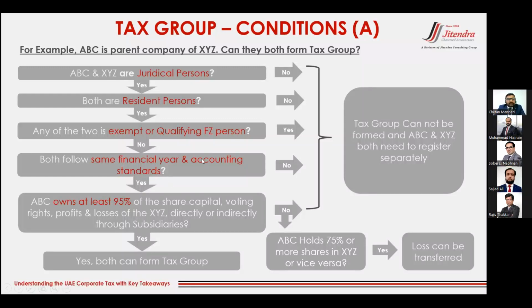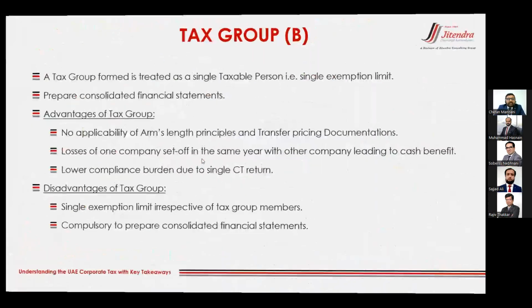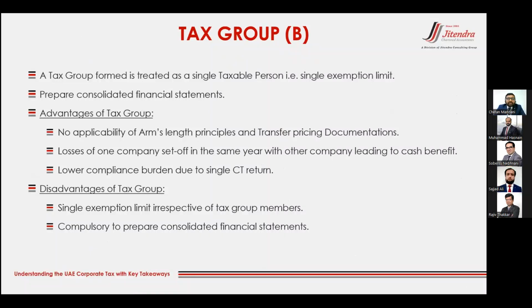So moving to the next slide, let's understand the advantages and disadvantages of forming a tax group. So first we will understand what are the advantages of forming a tax group. So the first advantage is that there will be no applicability of arm's length principle and transfer pricing documentation. It is because the tax group is required to prepare consolidated financial statements. That means all their group transactions will be nullified, and it will not have any impact on the profit and loss account of the company.